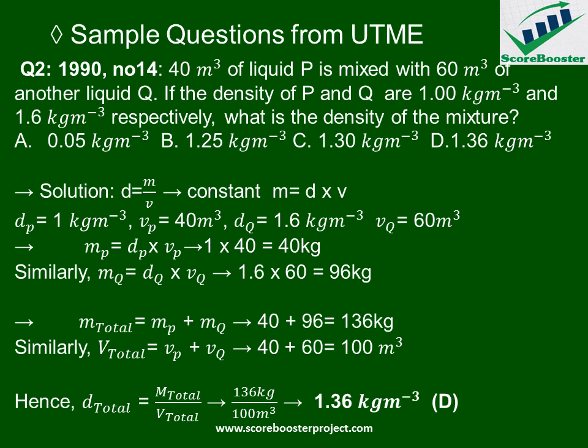Now that we know the total mass and total volume, we can get the total density of the mixture, which will be equal to the total mass divided by total volume. That will be m total divided by phi total, and that will give us 136 kilogram divided by phi total, which is 100 meter cube, and eventually that will give us 1.36 kilogram per meter cube, making option D the correct answer for this particular question.